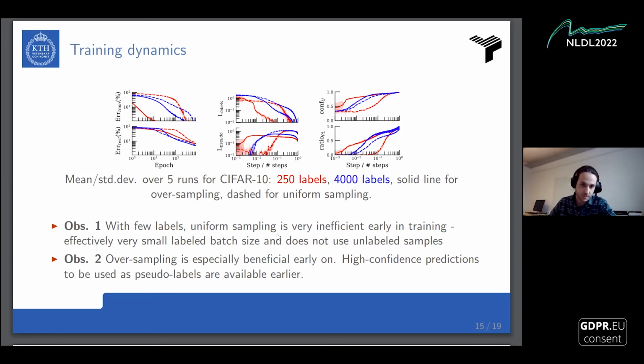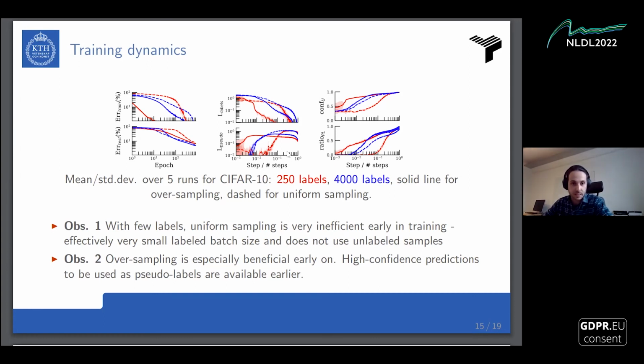Looking first at the uniform sampling approach, we see that with few labels, the uniform sampling is extremely inefficient early in training. The training error goes down very slowly for basically the first 10% of the whole training that we allow, and the supervised loss also doesn't go down. Basically that means that the confidence of our predictions remains very low for a long time, and that doesn't allow these predictions to be used as pseudo labels. So it doesn't allow any semi-supervised loss. We have no loss on unlabeled data, and basically we're not using the unlabeled data at all.